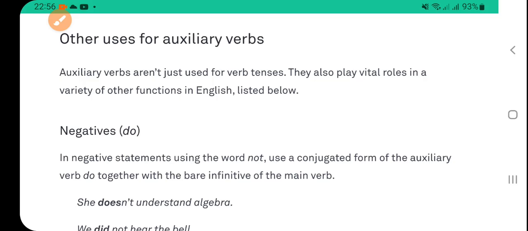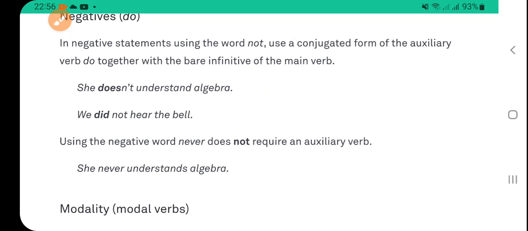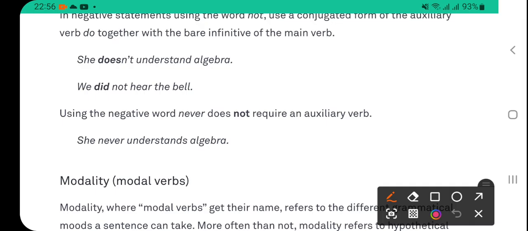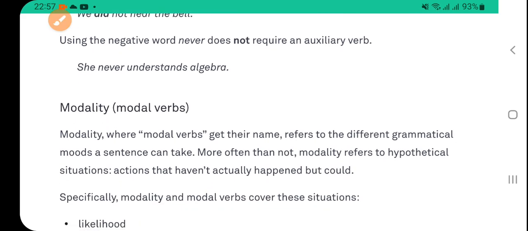Then other usage of auxiliary verbs, that are not just used for tenses or time, also play a vital role in a variety of functions, for negatives. So negative sentences use a conjugated form of the auxiliary verb do together with the bare infinitive. So that's does not, will not, we did not, these are conjugated, right? Bare means here to is not given, so that is bare infinitive. Using negative, a word never does not require an auxiliary, right?